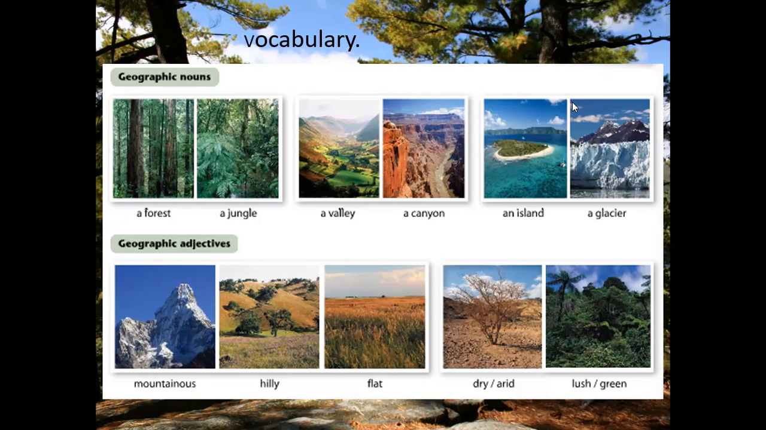A forest. A jungle. A valley. A canyon. An island. A glacier. Mountainous. Hilly. Flat. Dry. Arid. Lush. Green.